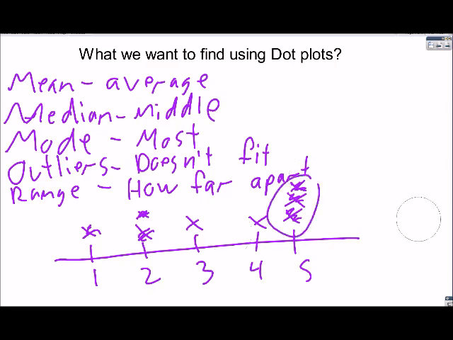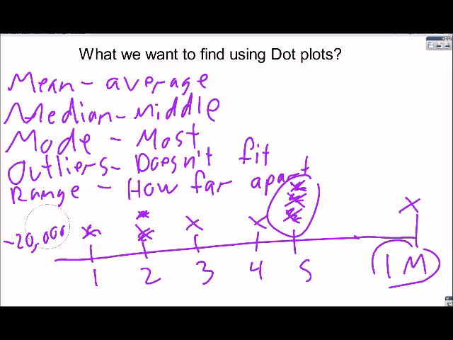In our classroom, Bill Gates is here, and he has $1 million in his pocket. Well, that doesn't fit with the rest of us, outside the norm. So it's real easy to see it because it's so far away from everything else. And then again, let's say that someone comes in and they just buy a car and they owe money and they have a bill in their pocket and they have negative $20,000. Well, that's also an outlier because we're all in the 1, 2, 3, 4, 5 range. Okay? And then range is how far apart.